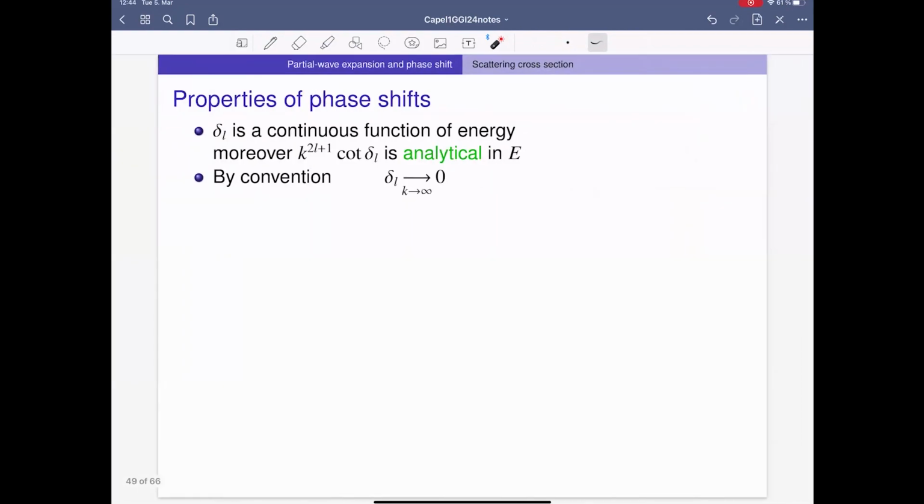By convention, when you go to high energy, your phase shift should tend to zero. This is consistent with the fact that the phase shift is nil when the potential is nil. Even if your potential is not nil, when you go to high energy, it becomes completely negligible compared with the kinetic energy, so you can neglect it. That's why the phase shift is zero. At low energy, because of the analyticity of that function, we know that the phase shift behaves at the origin as k to the power 2L plus 1.